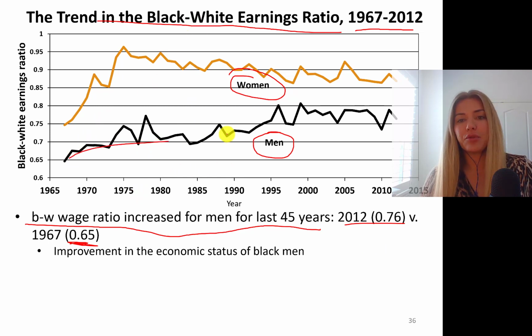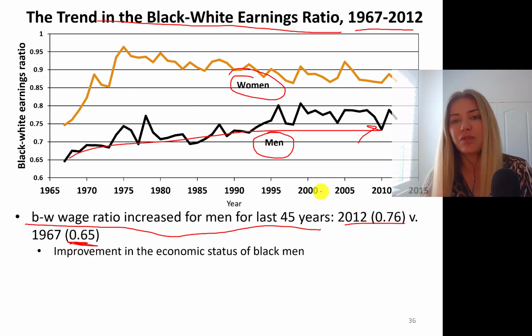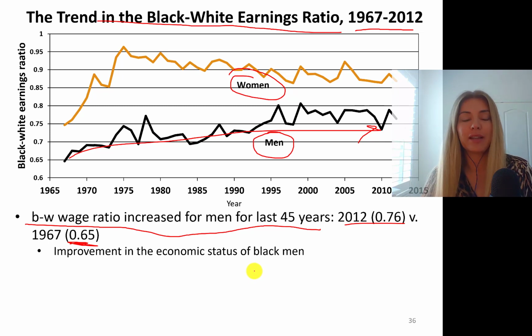Again, you've seen an improvement in the economic status of black men, but still we haven't reached the full potential. But also, unfortunately, this corresponds to the mass incarceration of black men. So for instance, in Arizona in the 90s, 2000s, half of the working age population was incarcerated at least once. Black men. It's a lot.